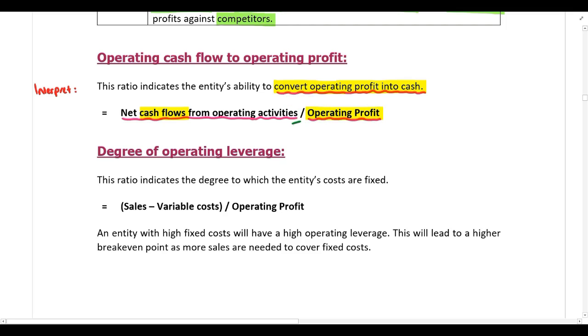So please make sure that you can perform this calculation and make sure that you can interpret the calculation when it comes to discussion. Please note, guys, we can't perform this ratio calculation in our lecture example because we don't have the net cash flows from operating activities and we don't have the statement of cash flows. So we can't perform this calculation. But if you do have that information, you should perform this calculation under the heading profitability.